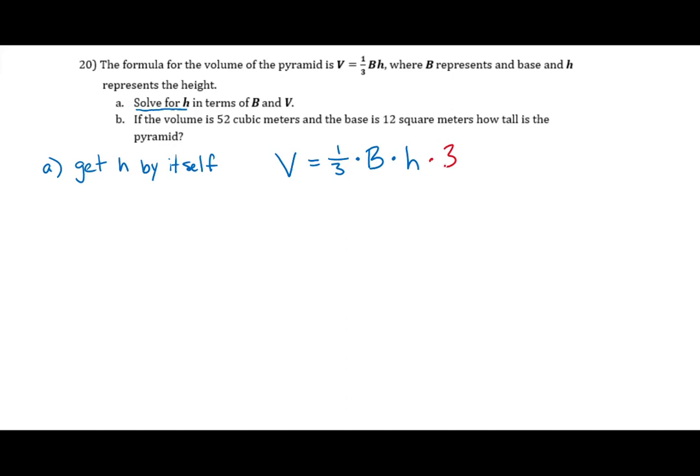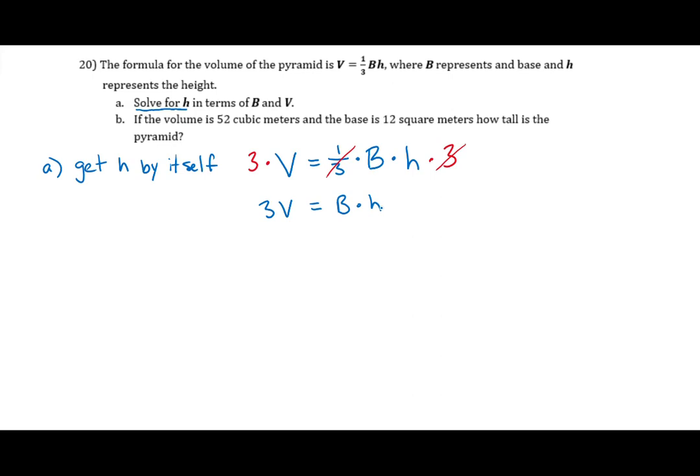So if on the right-hand side of this equation we multiply by 3, the times 3 and the divide by 3, remember fraction means division, they cancel each other out. Now to maintain the balance, whatever we do to one side, we have to do to the other, so we'll multiply the left-hand side by 3. So now on the left we've got 3 times V, and on the right we've got B times H.